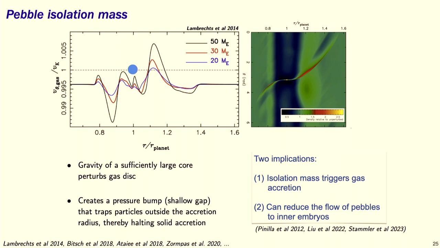And it also has important implications as it can possibly reduce the flow of pebbles to interior embryos. Although that depends a little bit, for example, on the fragmentation efficiency. If you efficiently fragment pebbles into small dust grains, they can transit through these shallow gaps and basically recoagulate on the other side.